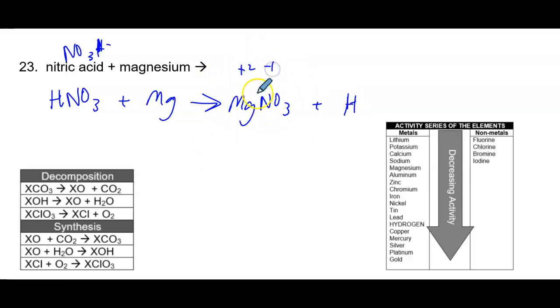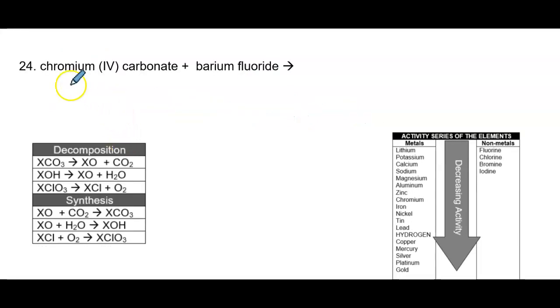This is a +2 and a -1, so that's going to be this, and this is Brinkelhoff, yes. Remember, by itself, it has to be Brinkelhoff, yes or no. Okay, alrighty, and I'll balance it. Last example, we have chromium, which is +4 and -2. This is CrCO3 2.